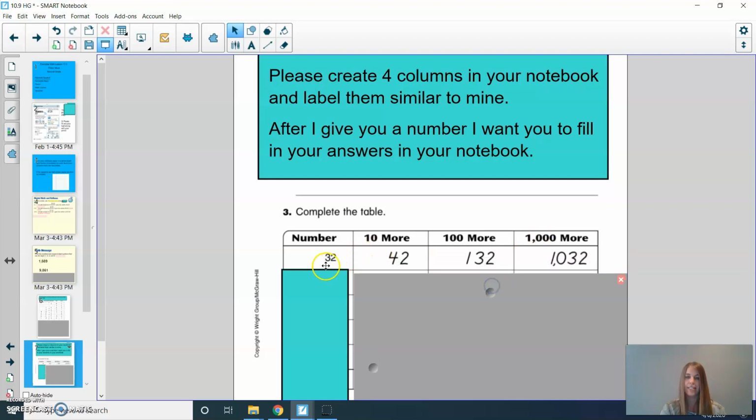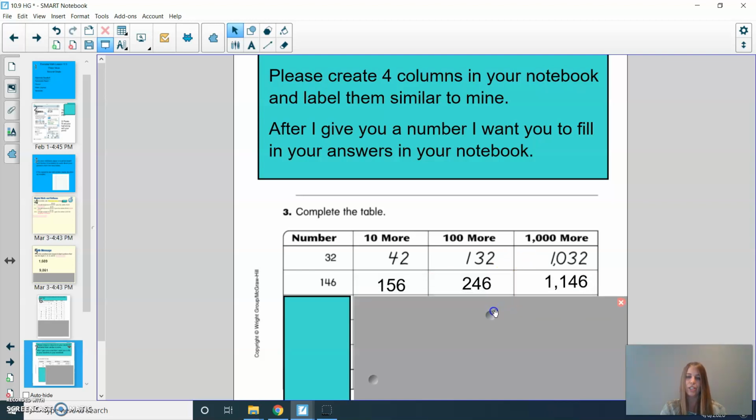You should have 10 more is 42, 100 more than 32 is 132, 1,000 more than 32 is 1,032. Let's try another one. 146. Press pause, fill in your numbers, and then play to hear the answer. You should have 156 for 10 more, 246 for 100 more, and 1,146 for 1,000 more.